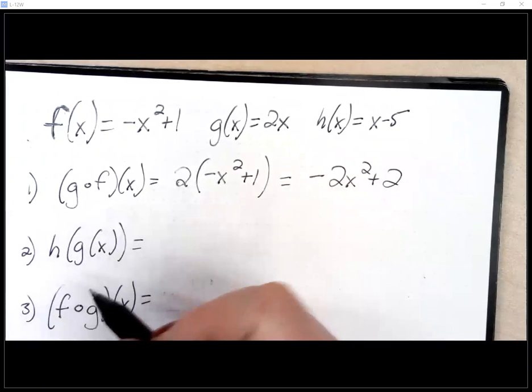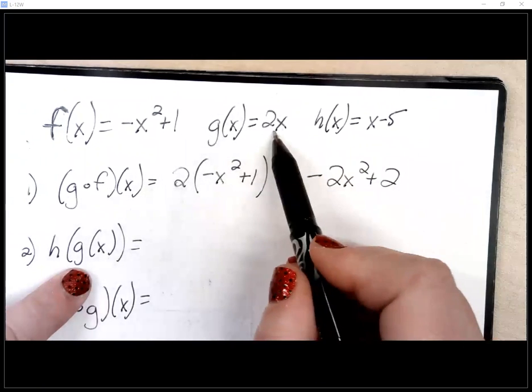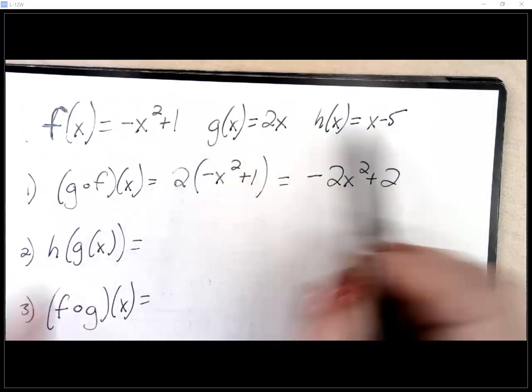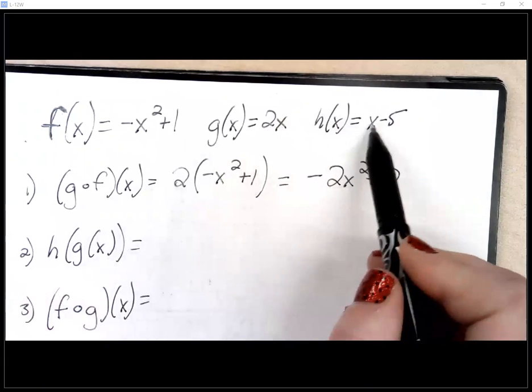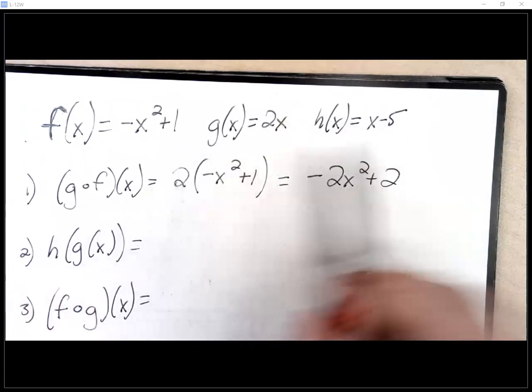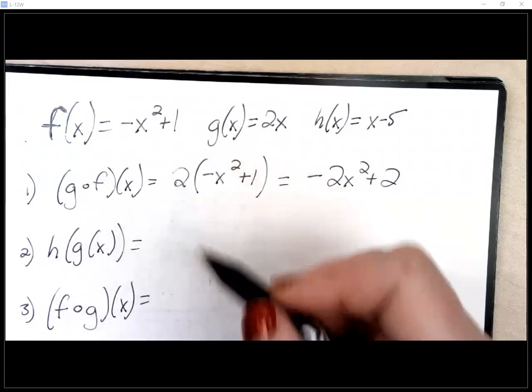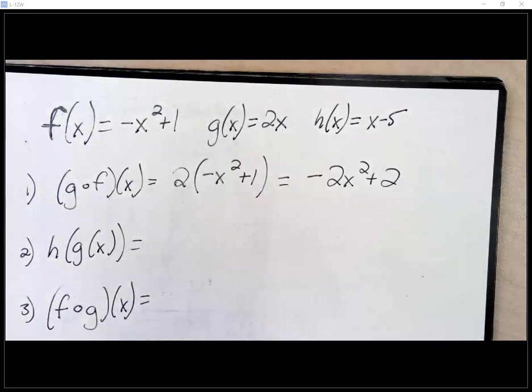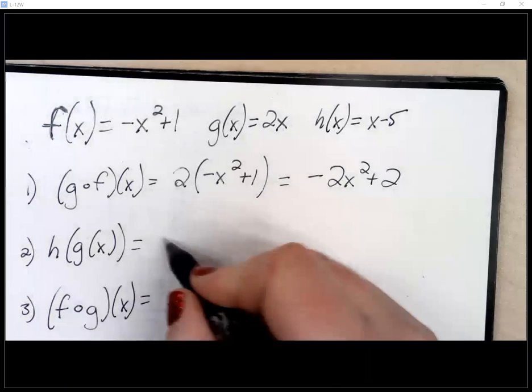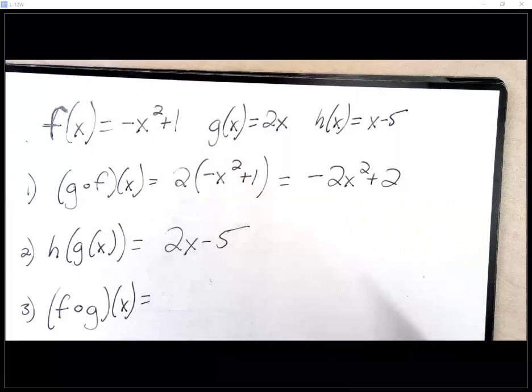So we're going to take the g, and now we're going to put it into the h. So I'm going to pick up this 2x, and I'm going to replace that variable with all of this. So what do I get number 2? Sam, go ahead. 2x minus 5. That's it. It's just 2x minus 5. And then the last one, I'm going to take the g and put it into the f.